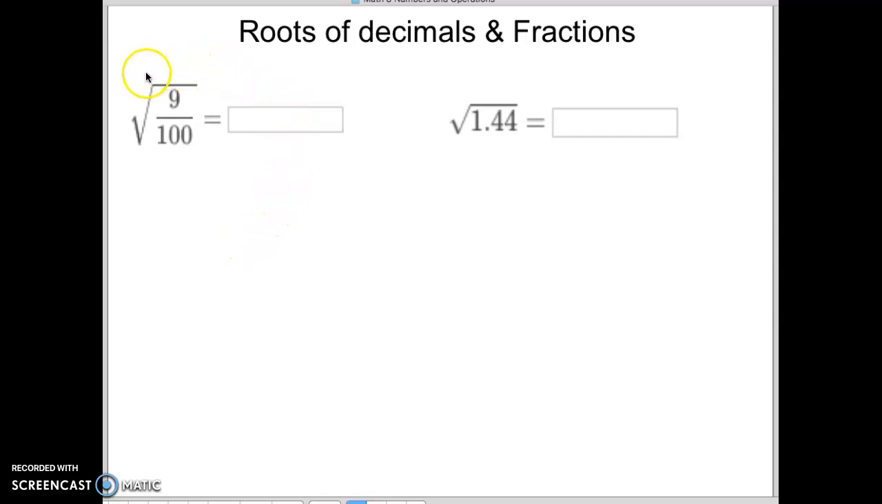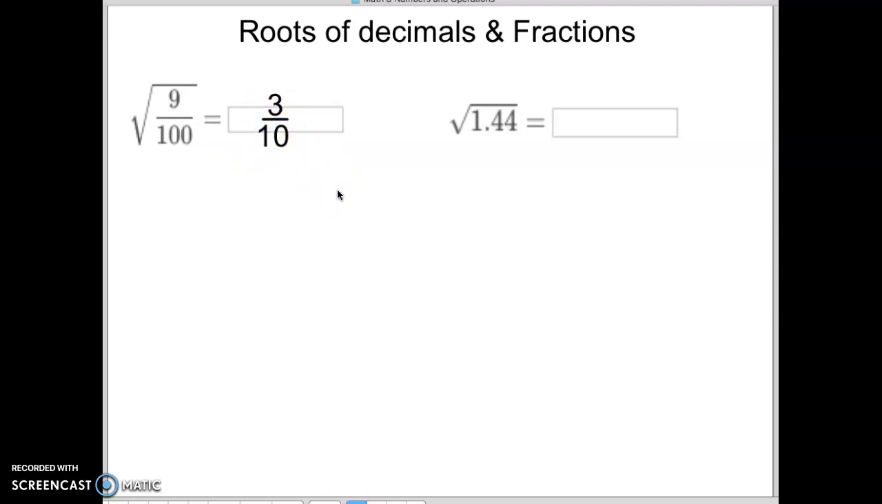Okay, so the first one, square root of 9 over 100. Let's break this down. We really are doing, what's the square root of 9? You'd probably go, well, that's 3. And then you'd go, well, what's the square root of 100? You'd go, well, that's 10. So our answer is just 3 over 10.